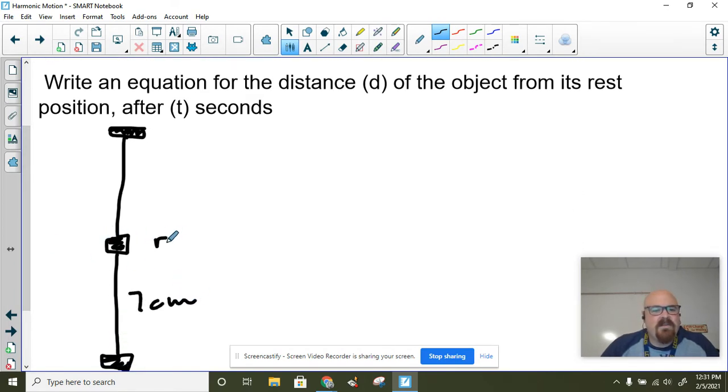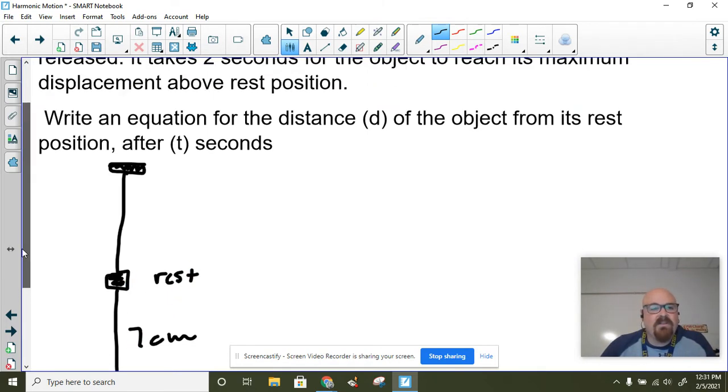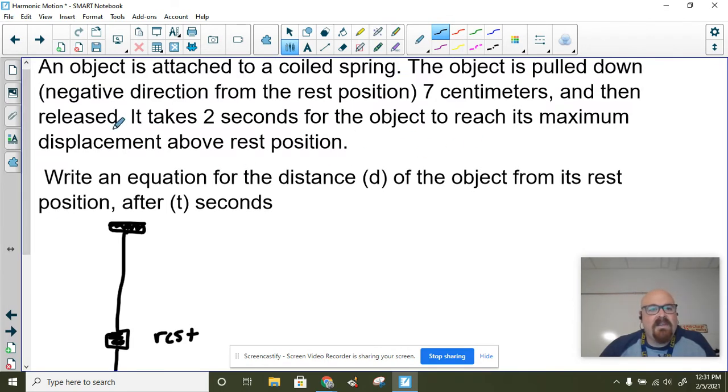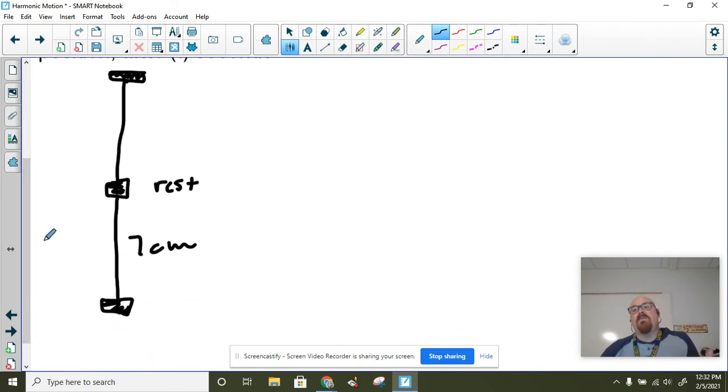So this is rest, okay? 7 centimeters below that, it's pulled down, and that's where this motion starts from. And then it's released. It takes 2 seconds for the object to reach its maximum displacement above rest position. So what's going to happen when you release that weight that's on a spring, it's going to recoil. So that weight is going to shoot past its rest position and up to its maximum displacement up to here, okay, which is also 7 centimeters.